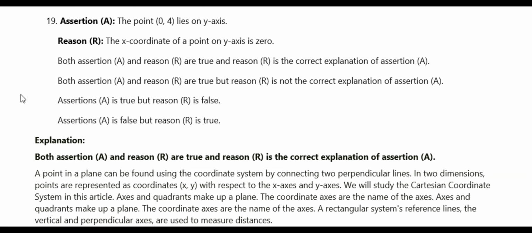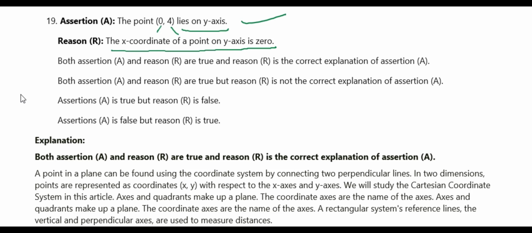Next question on your screen is related to assertion. It is taken from coordinate geometry. The point (0, 4): 0 belongs to the x-axis and 4 belongs to the y-axis. 4 is the ordinate and 0 is the abscissa.